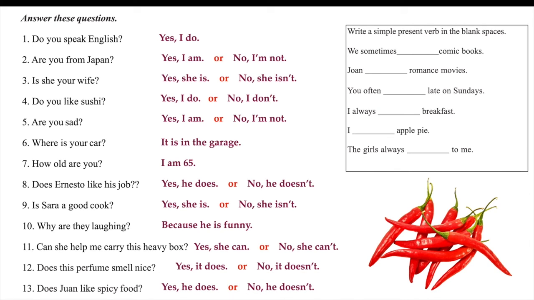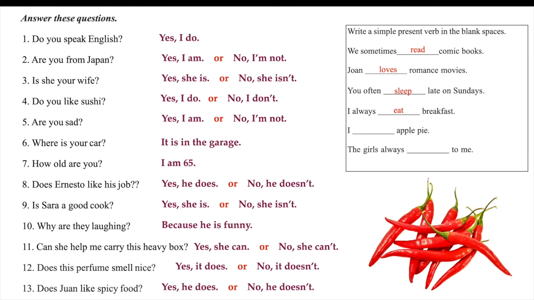Write a simple present verb in these blank spaces. We sometimes read comic books. You can put another word here. You could say we sometimes buy comic books. That's okay. Joan loves romance movies. This means that she likes it very, very much. What kind of movies? Romance movies. My daughter loves romance movies too. You often sleep late on Sundays. Sure, lots of people do that.